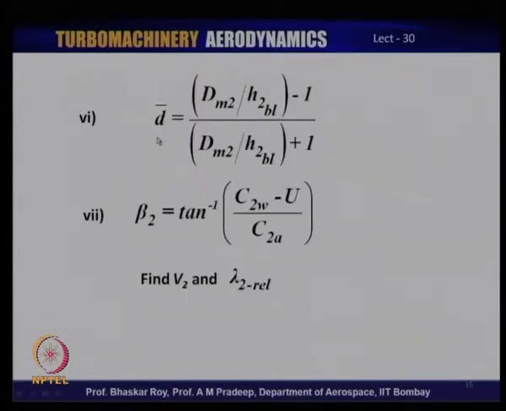Then we get the diameter ratio, that is hub to tip diameter ratio. To begin with, you get it with respect to the mean diameter, and then you can get it with respect to the hub diameter. So, this is the hub diameter, this is the tip diameter, and that gives you the hub to tip diameter ratio. Then of course, the relative velocity, beta 2, which you get from the velocity triangle that is being constructed at that particular station, and you can find V2 the relative velocity, and then of course, lambda 2 the critical speed ratio.